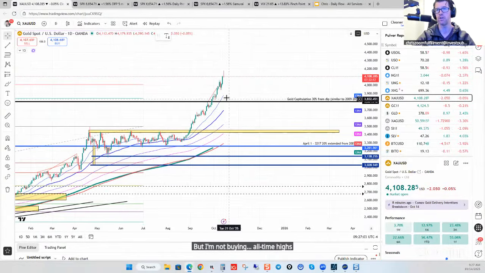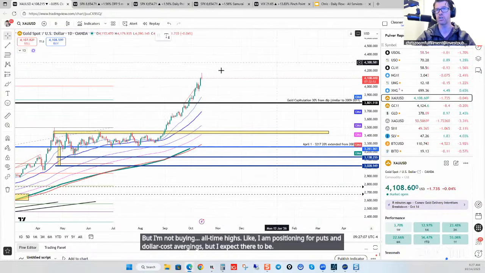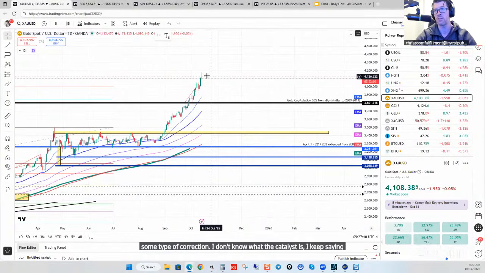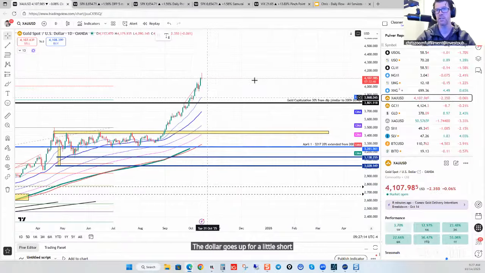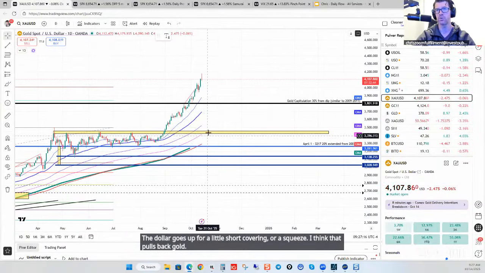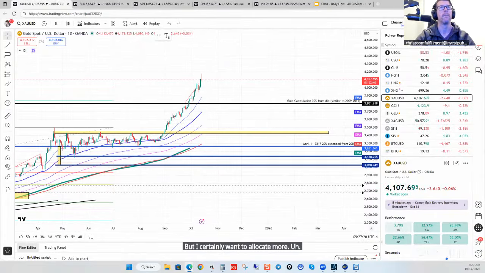I am positioning for puts and dollar cost averaging, but I expect there to be some type of correction. I don't know what the catalyst is. I keep saying maybe the alignment that I make is the dollar. The dollar goes up for a little short covering or a squeeze. I think that pulls back gold, but I certainly want to allocate more with the gold pullback.